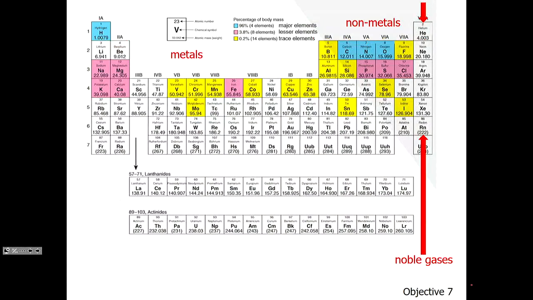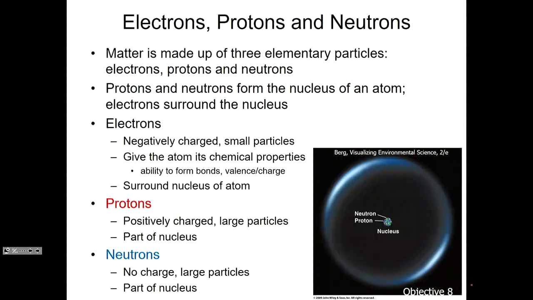Okay, so there we go: metals, non-metals. We've talked about this. Let's zip through it, and then we'll call it good, because this is what we introduced all of this with. So matter, stuff in the world, is made up of these tiny particles.